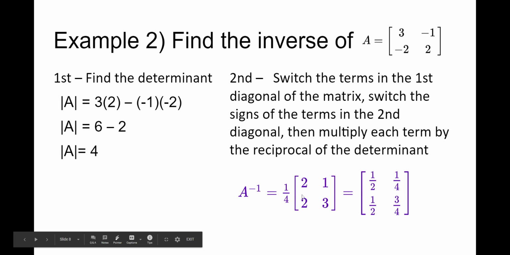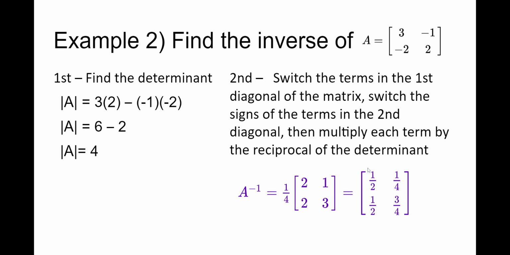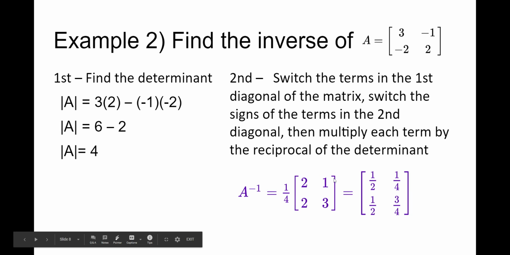1/4 times 2, a fourth of 2 is 2/4, which is the same as 1/2. A fourth times 1 is 1/4. A fourth times 2 is 1/2. And 1/4 times 3 is 3/4. So here's our inverse.